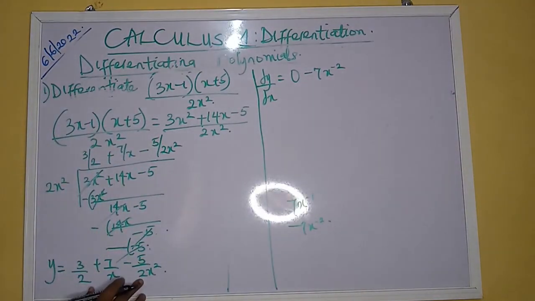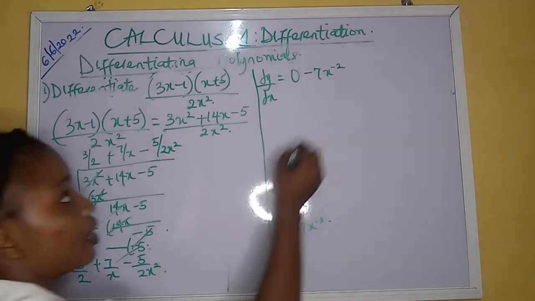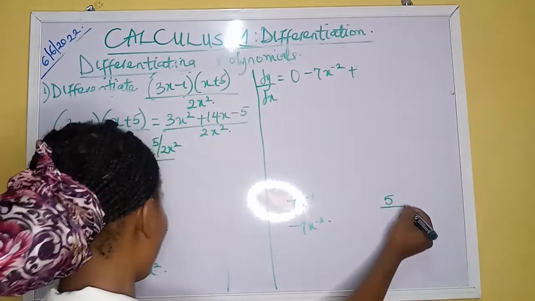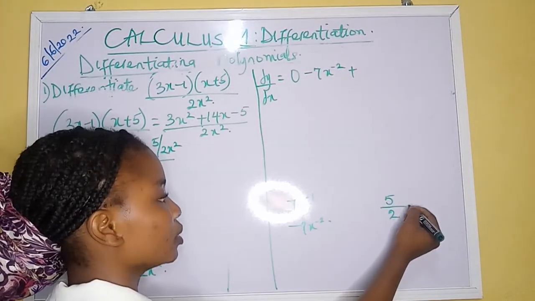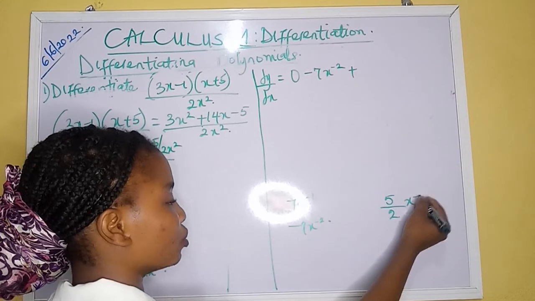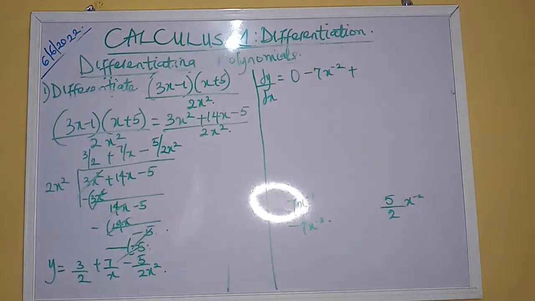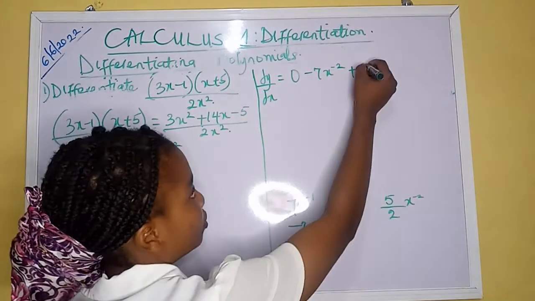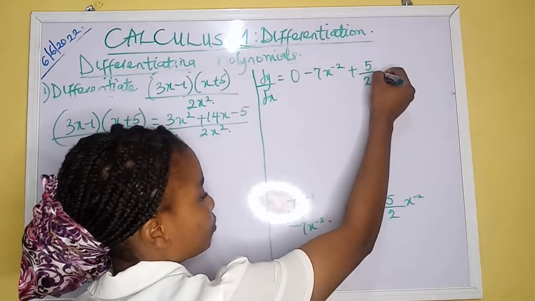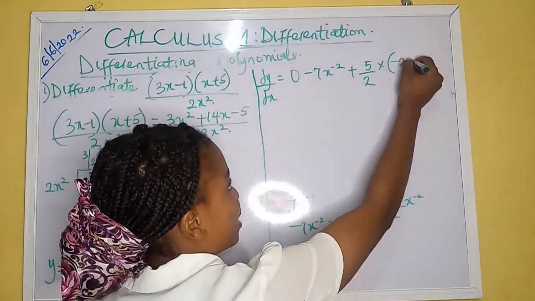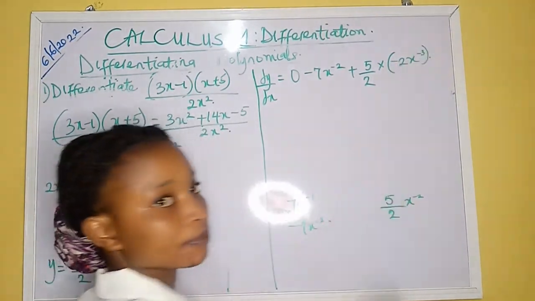And if I'm also to differentiate my 5 over 2x squared, I can also say that it is 5 over 2 times x raised to the power minus 2. So if I'm to differentiate this, I should have something like 5 over 2 times minus 2, minus 2x raised to the power minus 3.